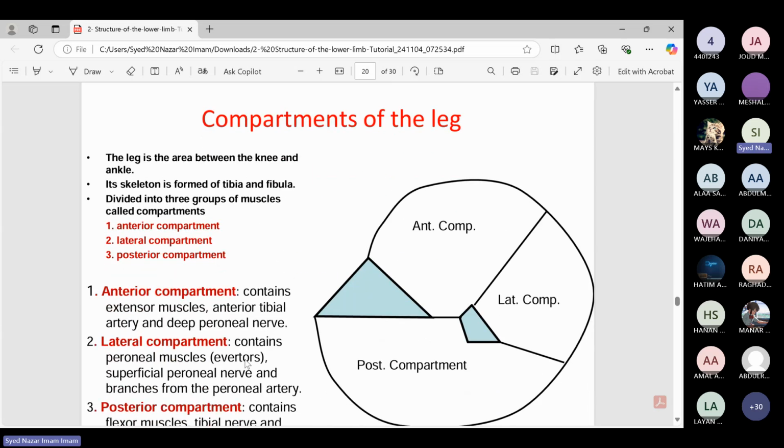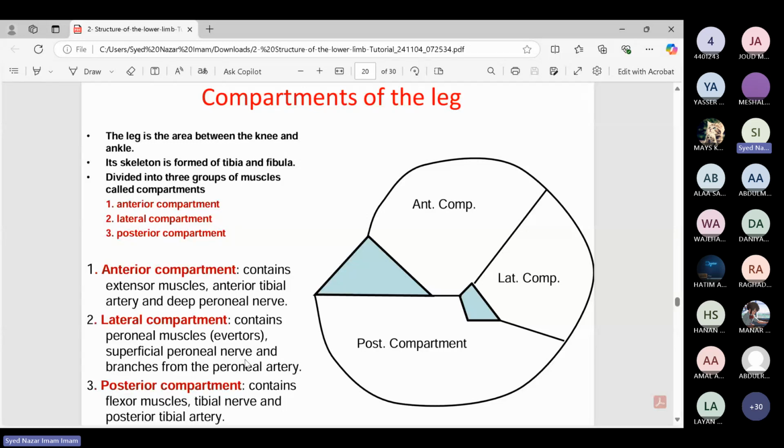Now coming to the compartments of the leg. Again, what bones do we have? We have two bones. The medial bone is called tibia and the lateral bone is called fibula, and they are joined together by the interosseous membrane. And then we have three compartments. We have the anterior, posterior compartment, and then we have the lateral compartment here. We don't have the medial compartment in the leg. In the thigh, we have anterior, posterior and medial compartments, but in the leg, we have anterior, posterior and the lateral compartment. So this is the difference between the thigh and the leg, that in the leg we have the lateral compartment and in the thigh we have the medial compartment.